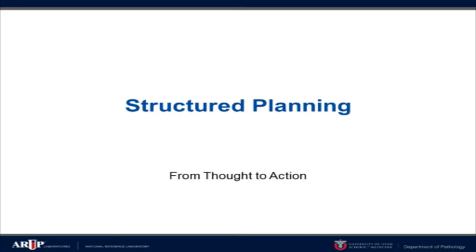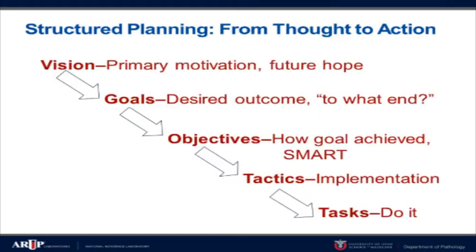So there are two types of planning we're going to talk about today. The one is a more structured process, and then we're going to talk about some unstructured planning. So structured process, you start with the vision. What's your primary motivation? What is your future hope? And that kind of drives what you're going to do.